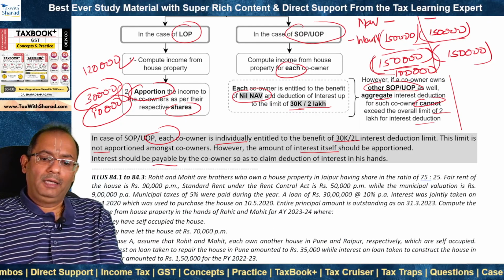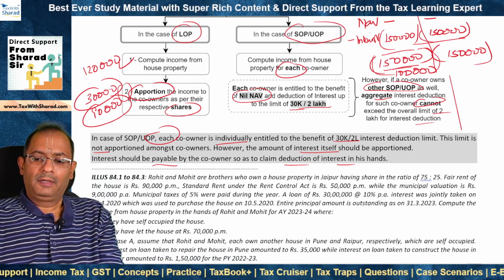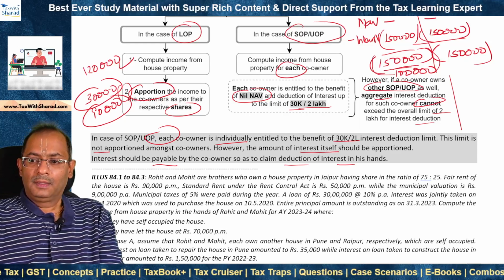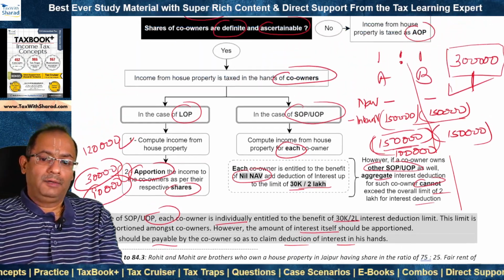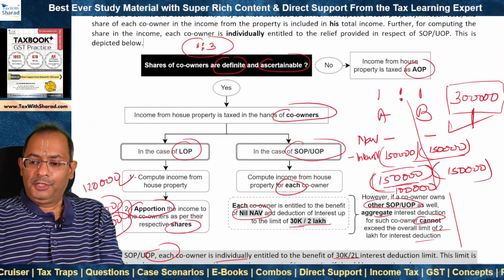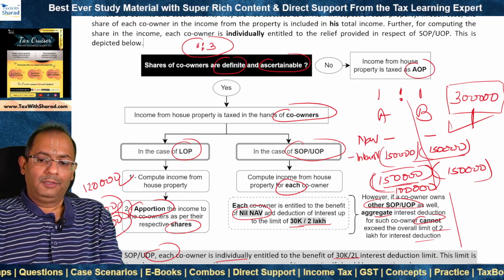Interest should be payable by the co-owner so as to claim deduction of interest in his hands. So this is how we treat the computation under the head IHP in the case of co-ownership.